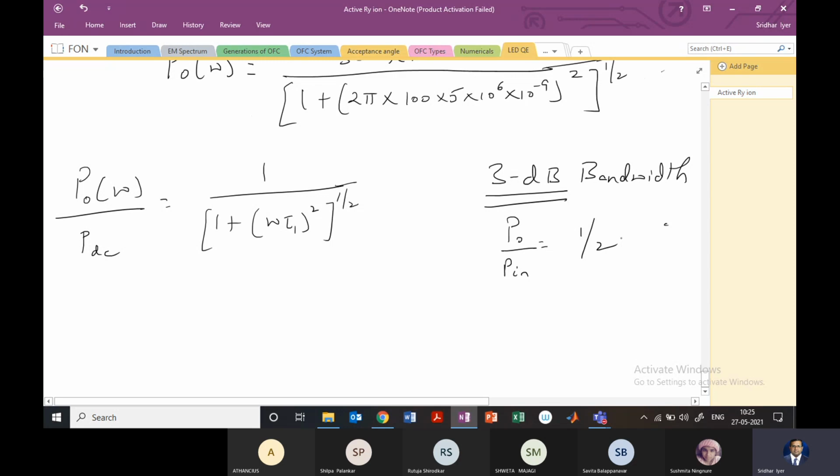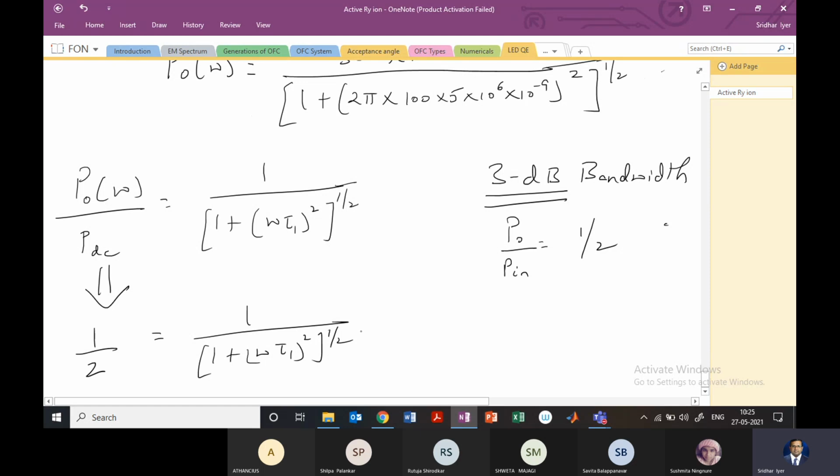Only then you get 1 by root 2 as the RMS value, and that corresponds to 0.707, which in the log scale is 3 dB, right? So basically what this 3 dB bandwidth means is that this ratio on the LHS will become half. It is the half power point. That is, when you compare the input and the output powers, the output power has gone to half the value of the input power, right? So this half will be equal to 1 by 1 plus omega tau 1 the whole square raised to half, right? So that is the catch here.